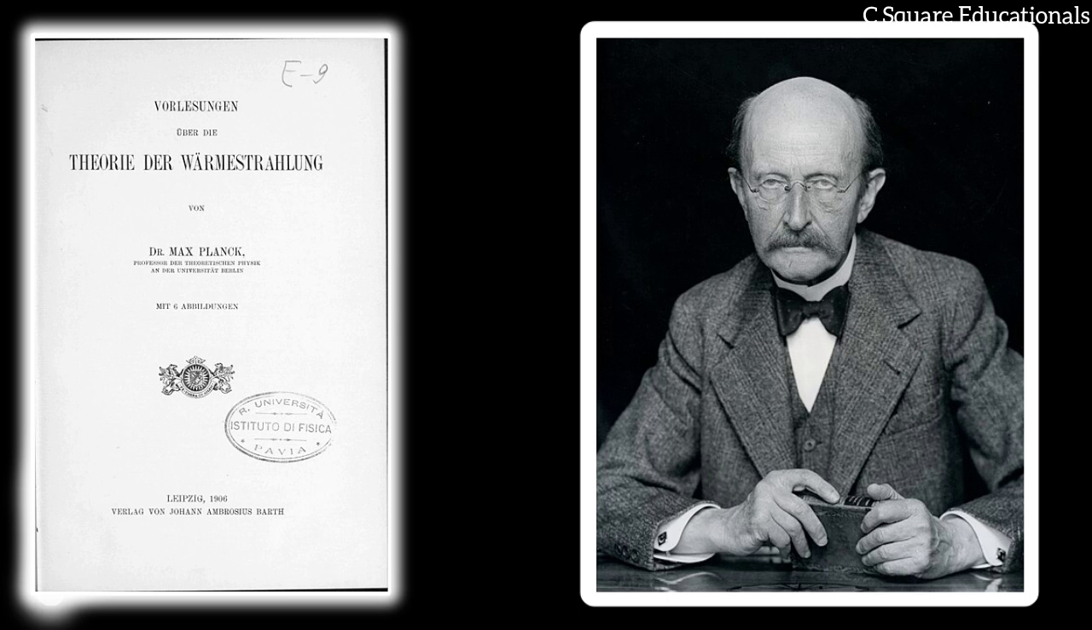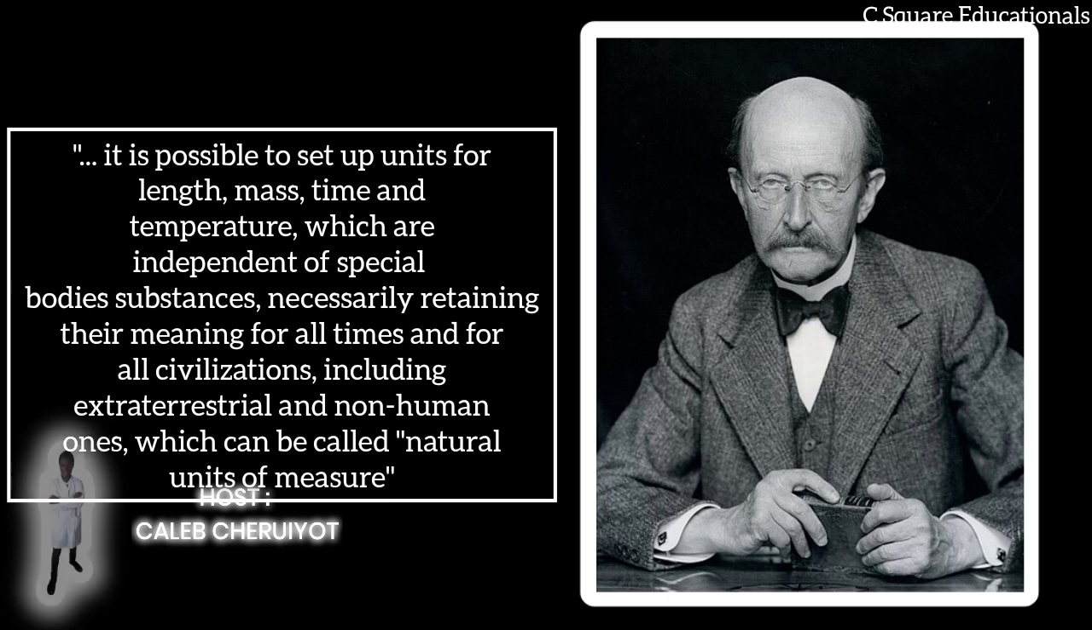Planck underlined the universality of the new unit system, writing, "It is possible to set up units for length, mass, time, and temperature, which are independent of special bodies or substances, necessarily retaining their meaning for all times and for all civilizations, including extraterrestrial and human ones, which can be called natural units of measure."